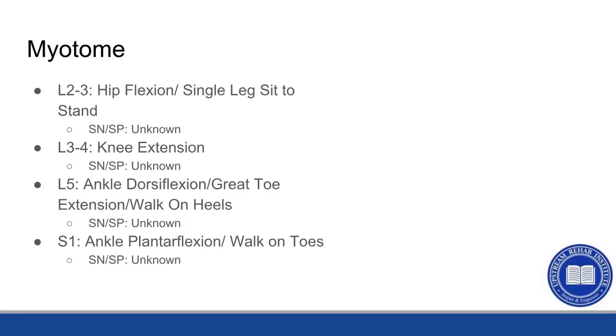Your myotomes, you have the general ones that we know: hip flexion, knee extension, dorsiflexion, plantar flexion. But also keep in mind that for our younger population, you might not pick it up because it might just be small nuances. So you can make it a little more functional. For hip flexion, you can do a single leg sit to stand. You can do your walk on your heels, walk on your toes, etc. And they might be a little more sensitive to pick up those little changes from side to side.